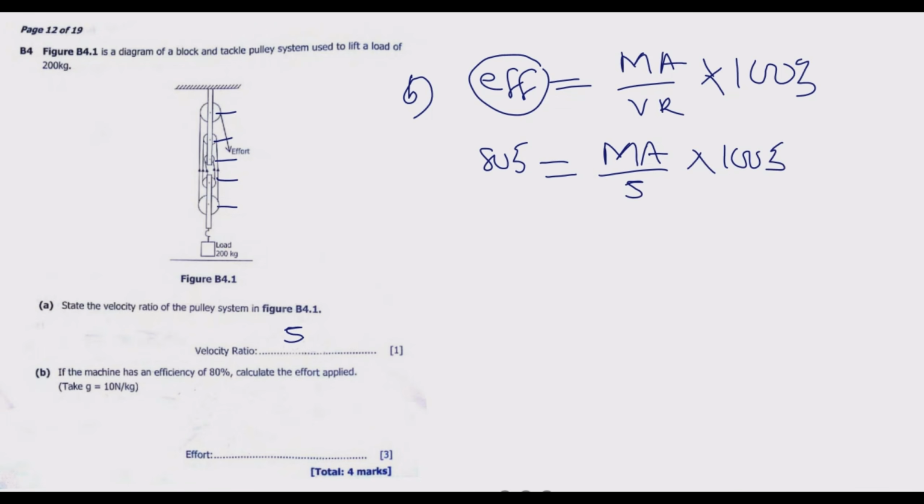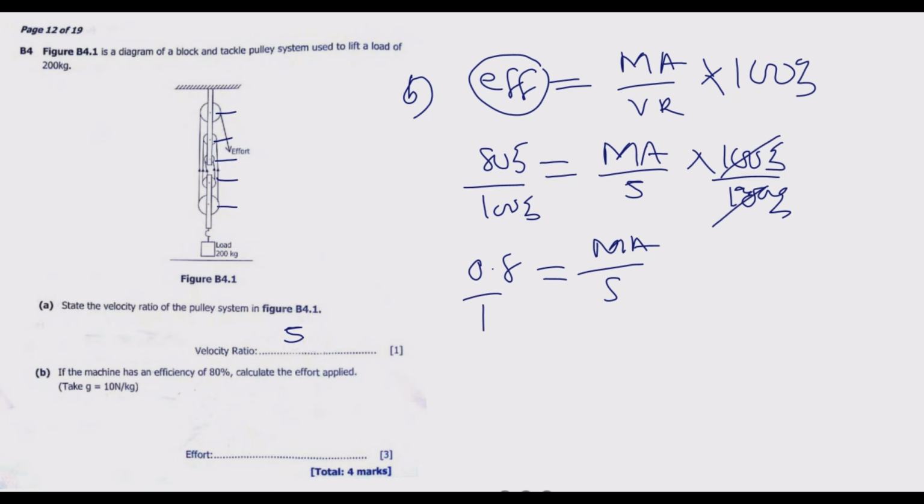Then we divide both sides by 100%, remaining with 0.8 equal to mechanical advantage over 5. Then we cross multiply. Remember, the 100 and 100 cancel. So 5 times 0.8, which is 4, is equal to the mechanical advantage. So the mechanical advantage is equal to 4.